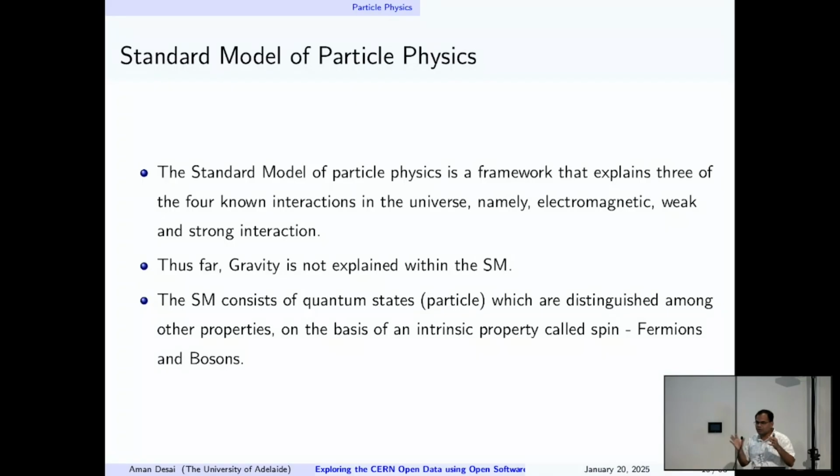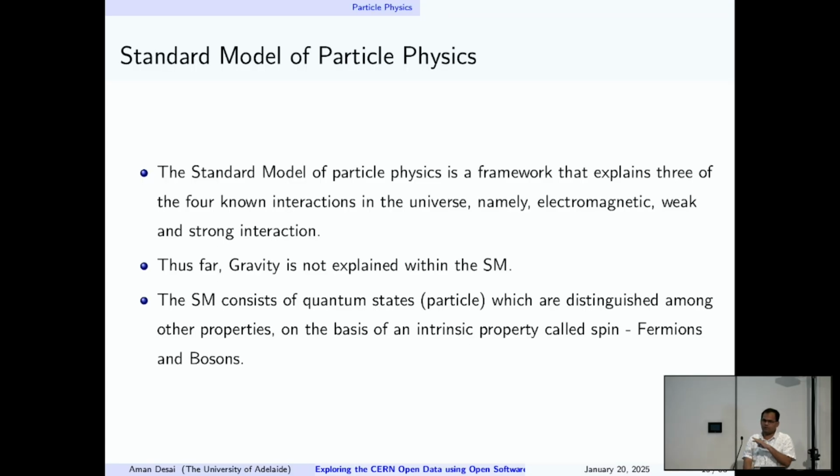The standard model, which consists of quantum states, and they are distinguished on the basis of properties such as their spin, all those kind of things. We're not going to go into that, but just to let you know that particles are differentiated on the basis of their properties, and will be down to just a few handful of particles that are actually fundamental.